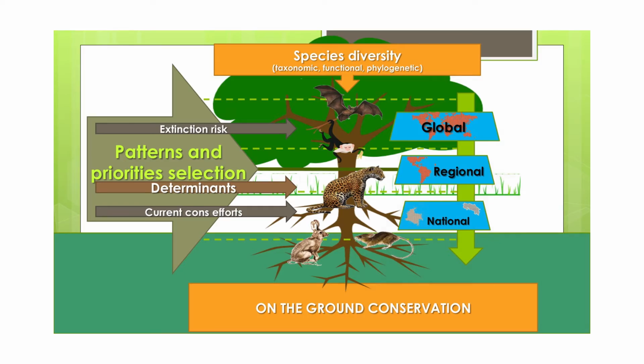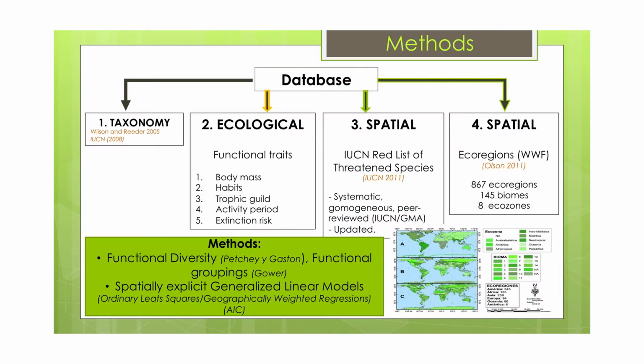The main idea is if we can understand global patterns, we can then take down the scale and see how this fits with local scales where conservation occurs, how they fit into the larger picture. So first we built a database including taxonomy and ecology. This ecological part of the database included functional traits, which are defined as ecological or life traits related to the species: body mass, habits, trophic level, etc.